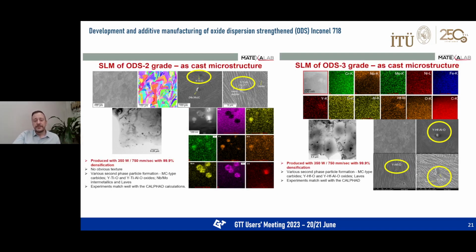As a result, the FactSage calculations were found in agreement with the microstructural analysis of the samples, and most importantly, the ab initio database from GTT helped us to estimate the yttrium and hafnium containing multi-component oxide particles formed in as-built or following heat-treated ODS alloy samples.